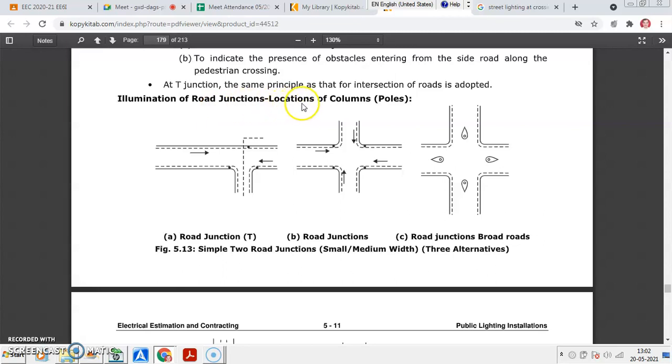Illumination of road junctions, locations of columns. Road junction T, road junction, broad roads. Broad roads are just what we have seen. There are provisions where 1, 2, 3 lamps are provided.